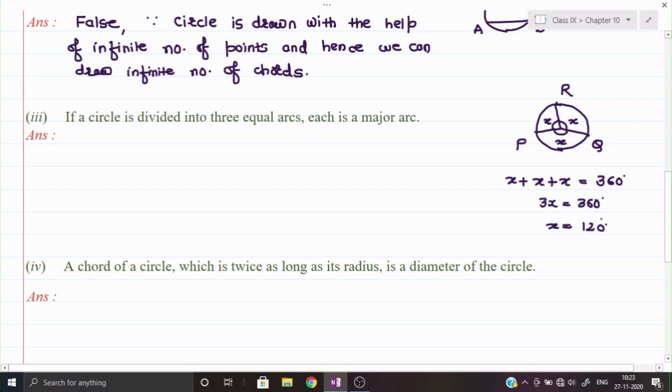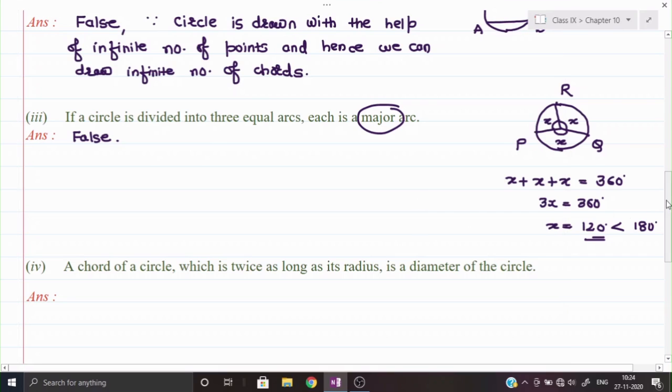Now you observe the value of x is 120 degrees, meaning each and every arc is 120 degrees. And we know that if the value of an arc is below 180 degrees, that arc is called a minor arc, and here they are asking for a major arc. So here we can say the statement is false. I will write down the statement properly along with the reason, so you can see it afterwards.